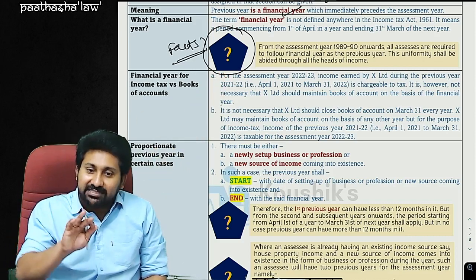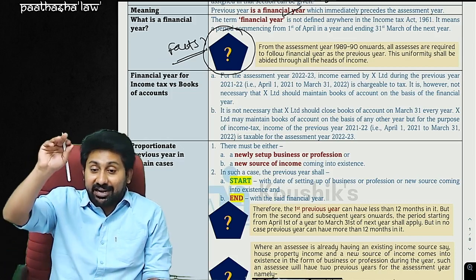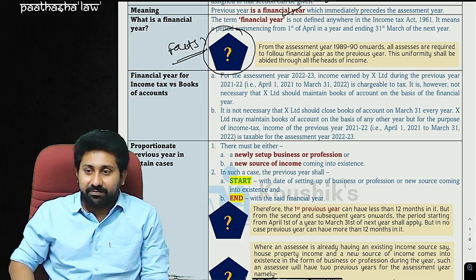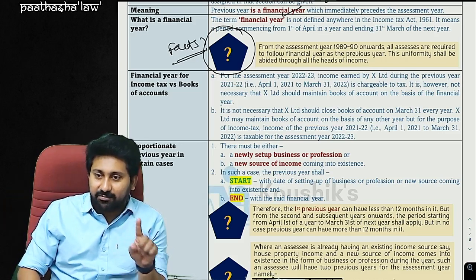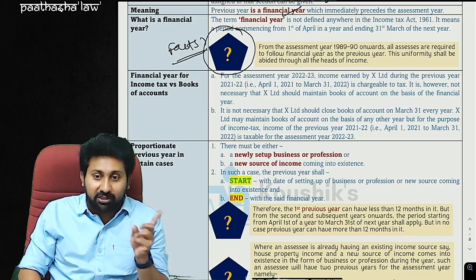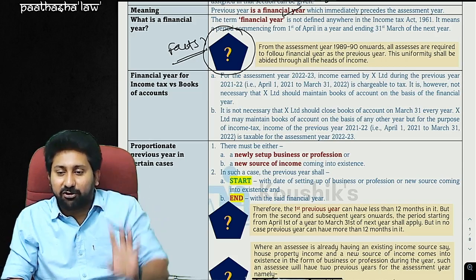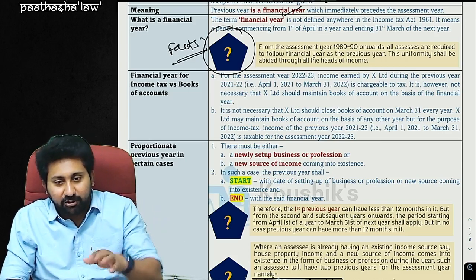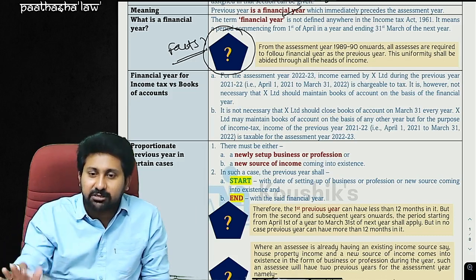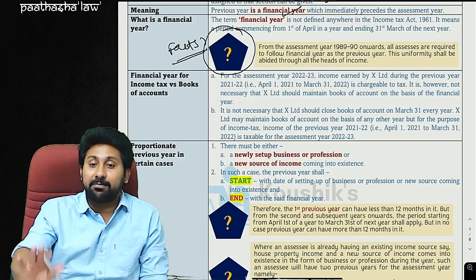That means previously, before assessment year 89-90, assessment year 89-90 means previous year 88-89. Only from then did this concept of mandatory financial year start. Previously, you could adopt whatever year you wanted, like 10th July to 9th July of the next year. People used to follow that also, but now this concept is not there. It must be a financial year.